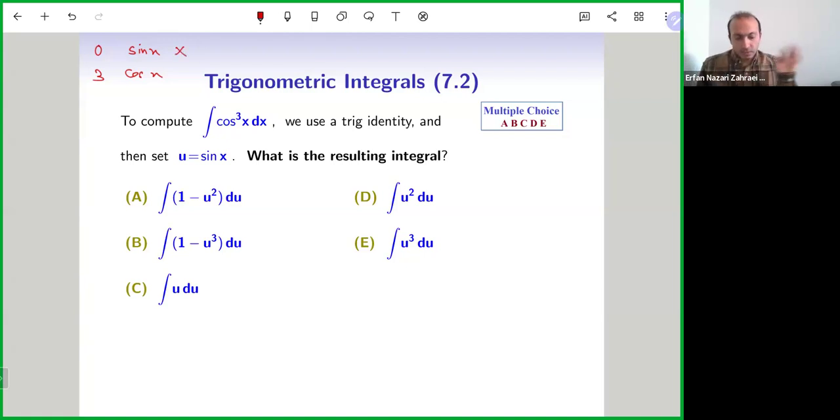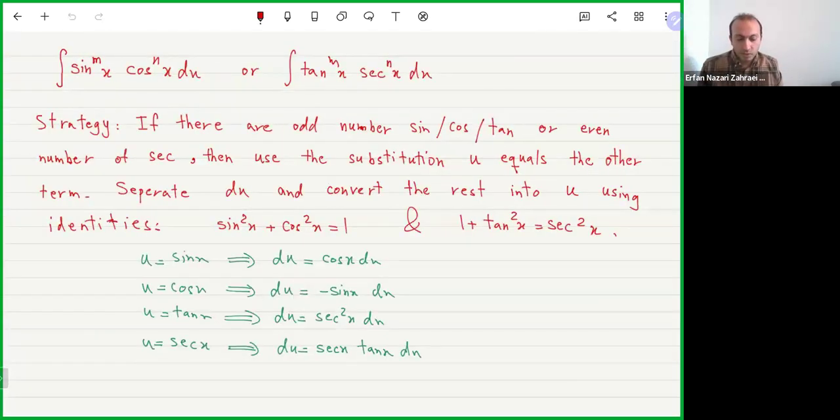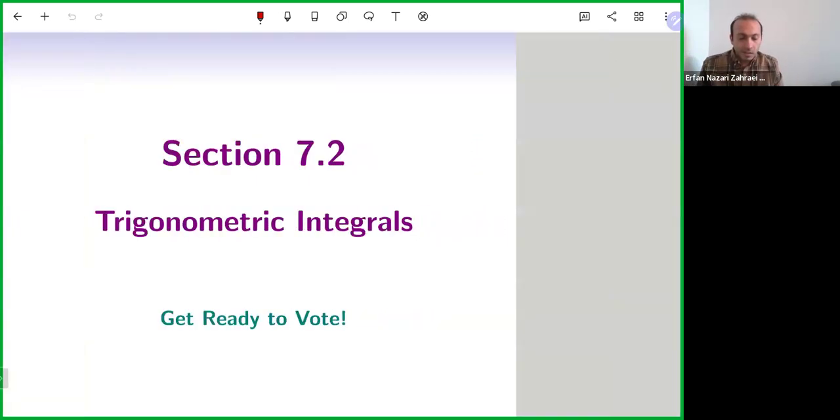So this is bad. But this one, I have 3 cosine. It's odd. This is good. So I can use a substitution. Do you remember a strategy? Let's just quickly look at it. When you have a good number of sine, cosine, tangent, or secant, then you use the substitution which equals the other term. That's important. The other term.